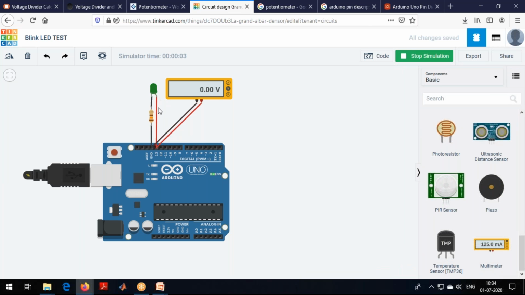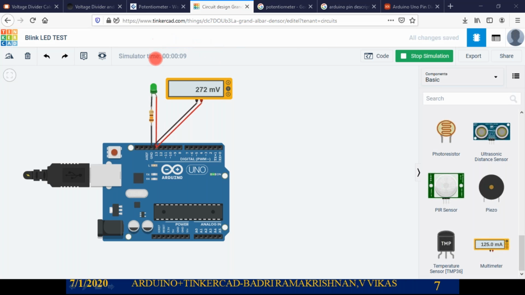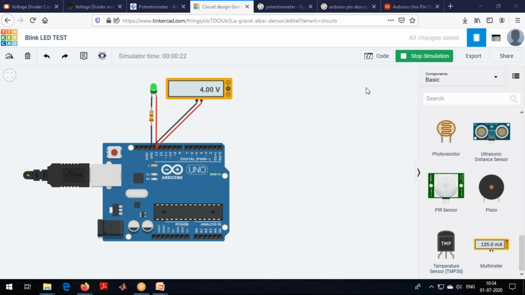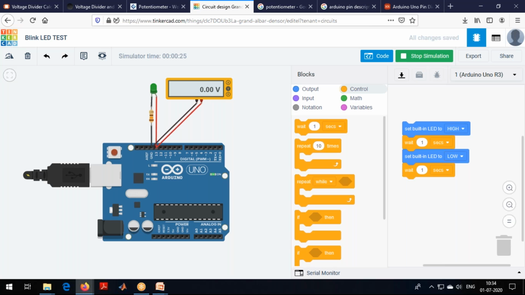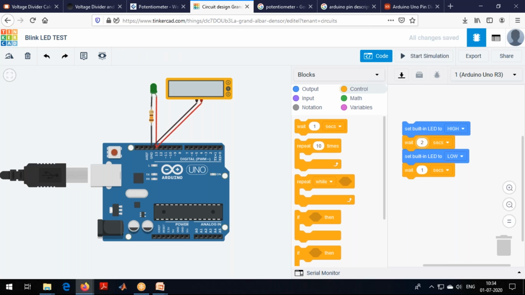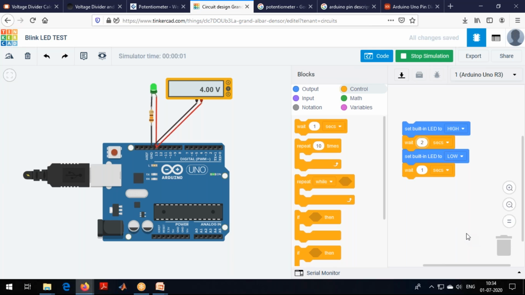See, on, off, on, off. You can also see the corresponding time here: 11, 12 on, 13 off, 14 on, 15 off. Like that it is doing. Similarly, I can change the code, instead of 1 second, to keep 2 seconds on, 1 second off. See, 2 seconds on, 1 second off, 2 seconds on, 1 second off.